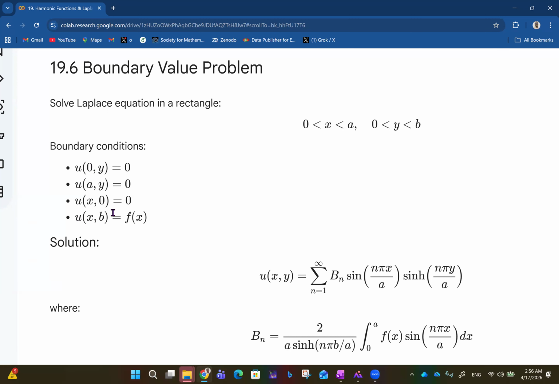So you have u of x comma y equals summation from n equals 1 to infinity of b sub n sine n pi x over a sinh n pi y over a, where b sub n is 2 over a sinh n pi b over a, integral from 0 to a of f of x sine n pi x over a dx, like that. That's the boundary value problem.